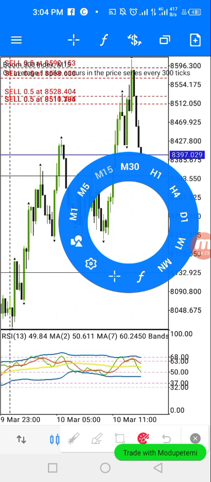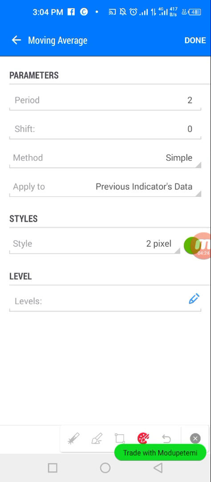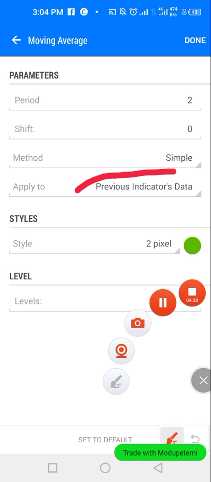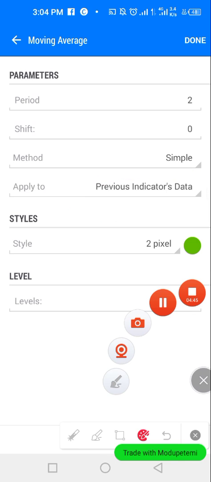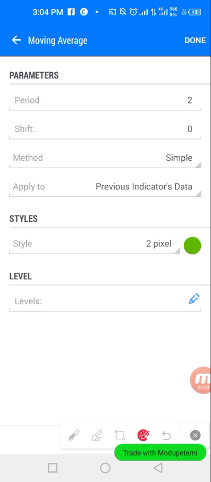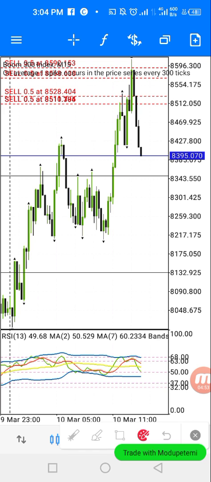After that, the next thing is going to be our moving average, which is our green moving average, right? So the period is going to be 2, the shift is going to be 0, the method is going to be simple, apply to previous indicator window. Please take note of this. It has to be applied to what? Previous indicator window. The style is going to be 2, right? The pixel is going to be a pixel of your choice, but you should make sure to make it green also, so that it will not confuse you.